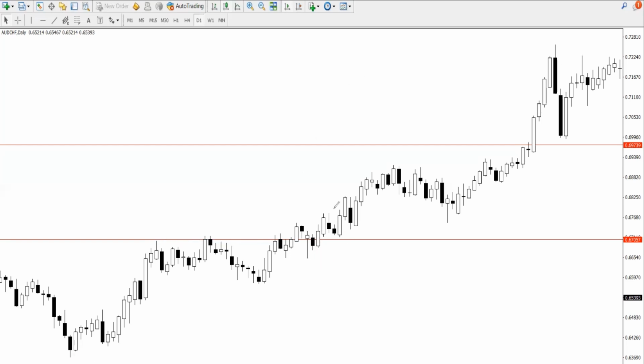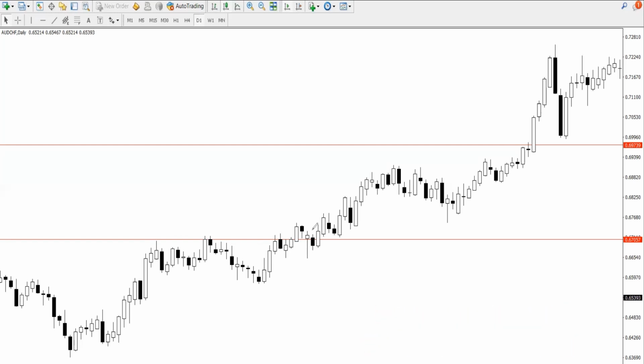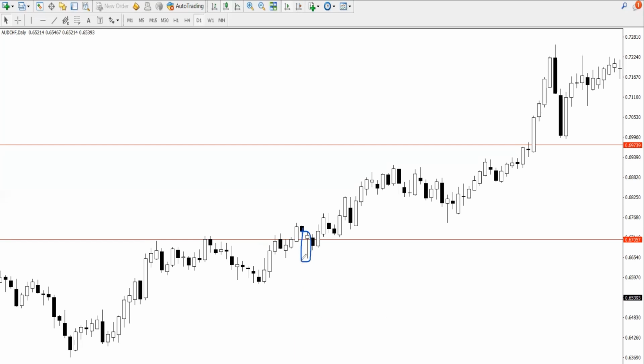So this is why pin bars are best traded as a reverse signal or a rejection signal. First of all, you have the intent of the sellers, in this case, trying to push prices down. The buyers came back in here at the low, didn't want anything to do with it, came back in the market in big numbers and pushed prices back up. So clearly at the end of this trading day, the bulls won the battle between the bears and the bulls. The buyers won the battle because the sellers wanted to push prices lower. The buyers didn't want anything to do with it.